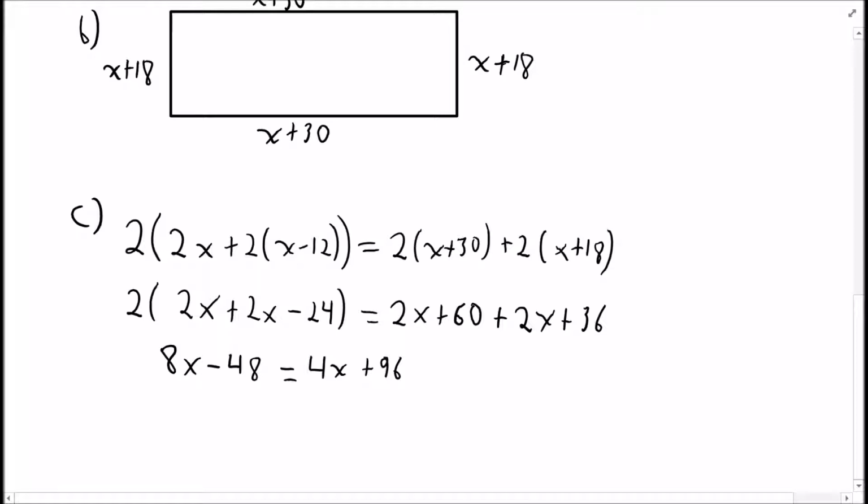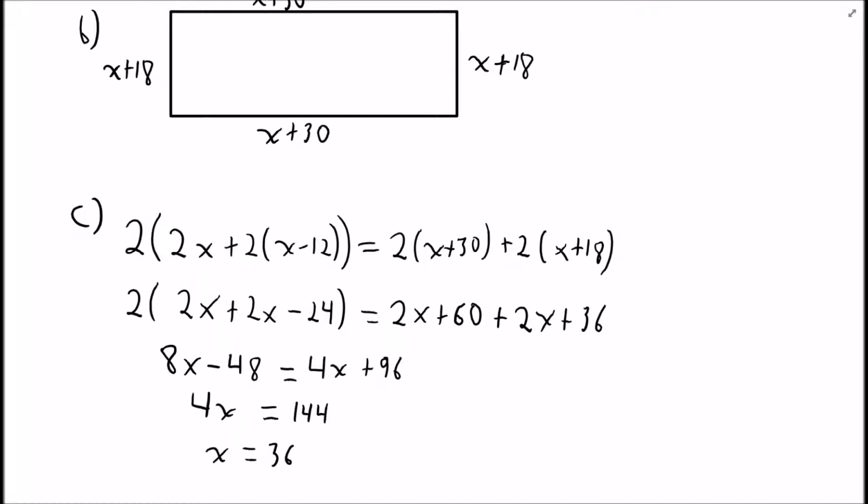Now we want to collect x to one side, and we'll collect it on the left-hand side. So if I minus 4x from both sides, I get 4x. And I'm going to get rid of that minus 48, so I'm going to plus 48. And 96 plus 48 is 144. Divide both sides by 4, giving me 36.